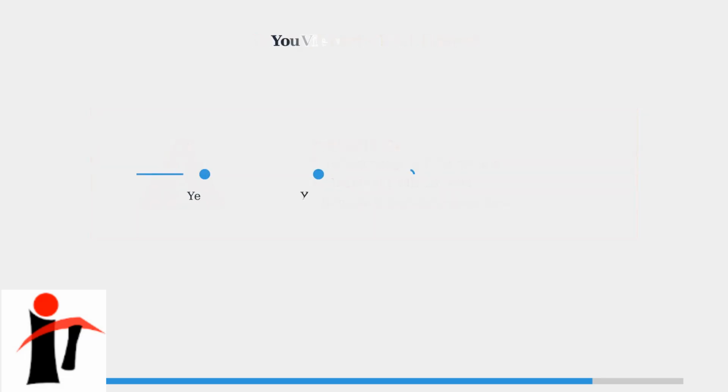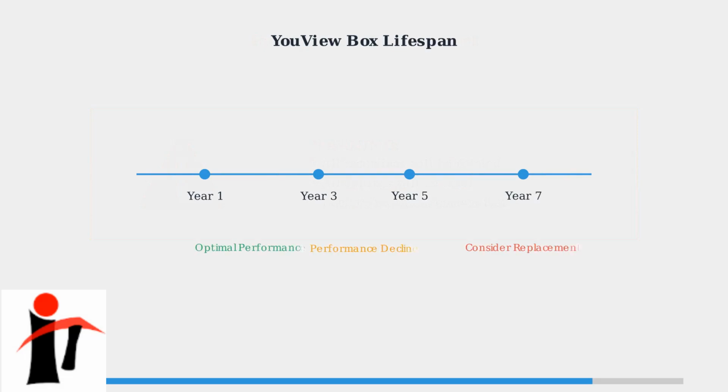YouView boxes typically have a lifespan of 5 to 7 years, with hard drive failure being the most common cause of replacement. If problems persist after trying these solutions, it may be time to consider upgrading to a newer model.